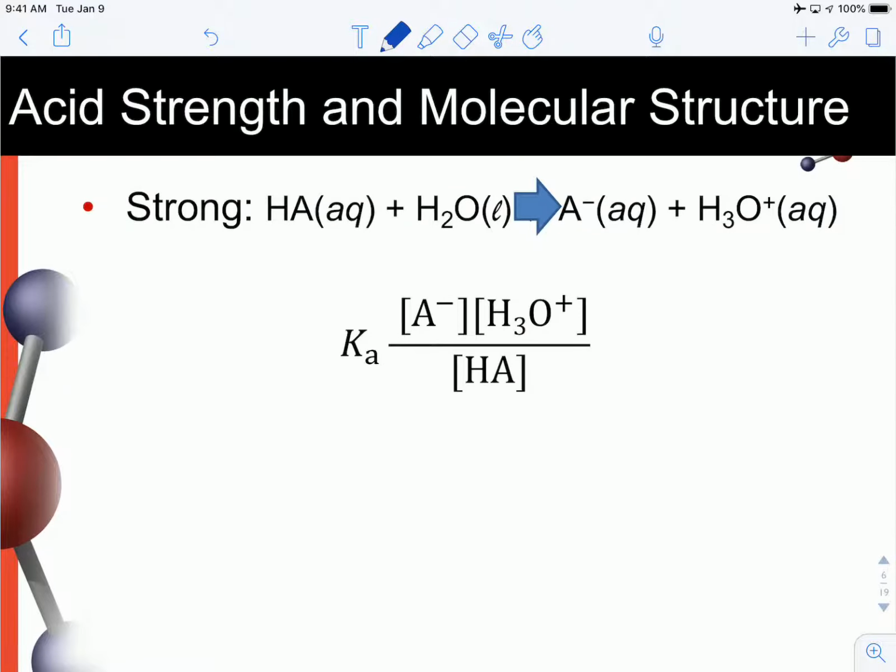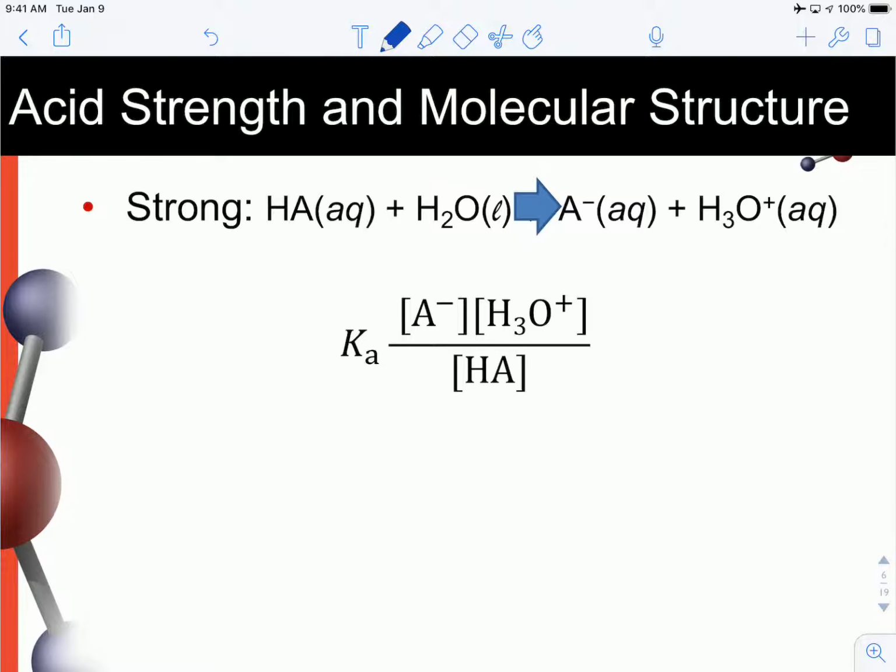Now, one thing that's important is acid and base strength. When we talk about strength, it has nothing to do with concentration. They are two different things. I can make an incredibly dilute solution of a very strong acid and you can drink it. I can make an incredibly concentrated solution of a very weak acid and it'd be dangerous to drink. So it really has nothing to do with concentration.